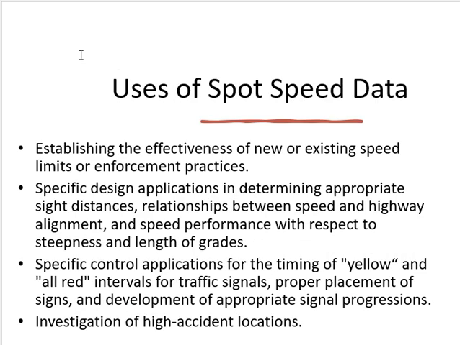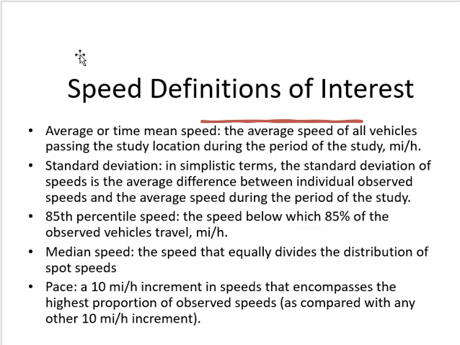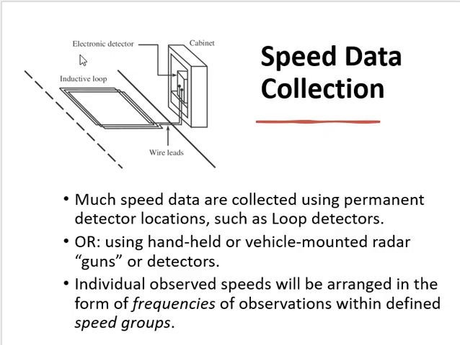Once you collect the data, we can use it to update our speed limits, for design, and for investigation of accident sites. Then, what are the important parameters we can calculate for the speed data? We have the mean, the standard deviation, the 85th percentile, the median, and the pace. The speed data can be collected in different ways. Some methods are manual, some are semi-automated, and some are automated.